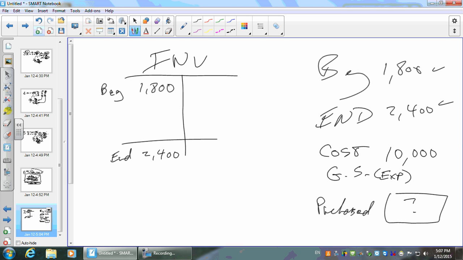What's ending? What does that tell you? 2,400, right? What does that tell you? I bet I bought 600 more than I sold. What do you bet? I bet I put 600 more into my store, into my warehouse, than I took out. It went up by 600.